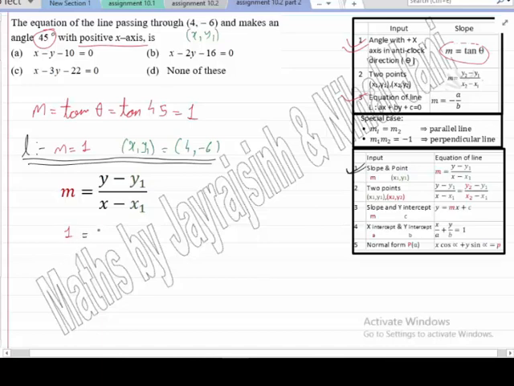m is 1, y minus y1 is y plus 6 upon x minus x1 is x minus 4. Let's cross multiply. x minus 4 is equal to y plus 6, or we can say x minus y minus 10 is equal to 0 is the required equation of line. Ta-da! Option A is your answer.